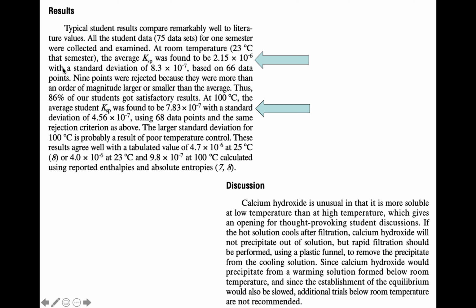They share how this is typical data, and we get pretty typical data on this one too. Typical meaning it's pretty close to what you would find reported, and it's definitely functional. So there's a KSP value at around room temperature and a KSP value around 100 degrees. It points out that calcium hydroxide is unusual in that it's more soluble at the lower temperature than at the higher temperature. And as the author notes, this gives an opening for thought-provoking student discussions.